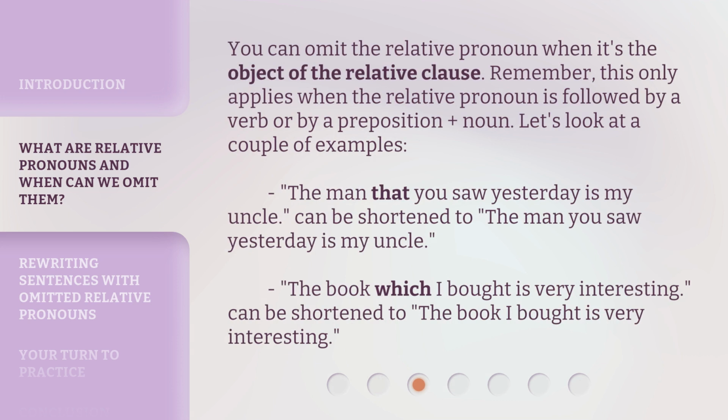You can omit the relative pronoun when it's the object of the relative clause. Remember, this only applies when the relative pronoun is followed by a verb or by a preposition plus noun. Let's look at a couple of examples. The man that you saw yesterday is my uncle can be shortened to the man you saw yesterday is my uncle. The book which I bought is very interesting can be shortened to the book I bought is very interesting.